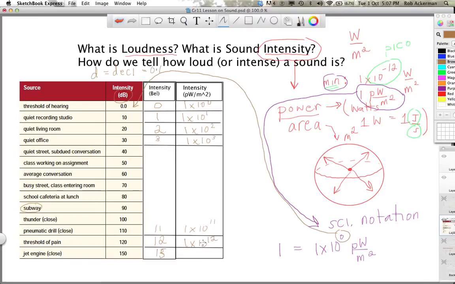Let's think about this number for a sec. 1 times 10 to the 12 picowatts is actually equal to 1 watt per square meter, because 10 to the 12 is a trillion, pico is a trillionth. This is actually 1 watt per square meter. If your ear picked up 1 watt of power per square meter of surface area, you would be in pain. That's just 1 watt. That's how sensitive your ears are.